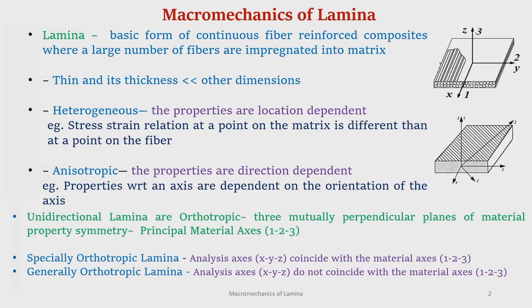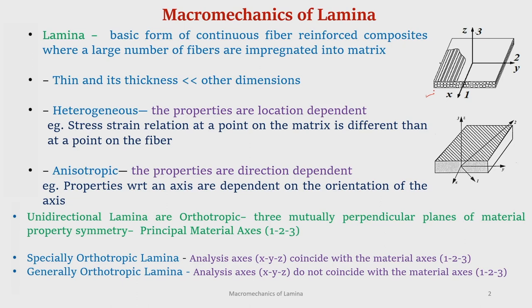Then we will also try to understand what is the influence of fiber angles on the behavior of a lamina, okay. Now before we actually go, let us just quickly revisit some of the important features of a lamina. So lamina, as we know, is the basic form of continuous fiber reinforced laminate composite structures. This is nothing but a large number of fibers which are impregnated into a matrix. You can see in this figure it is a schematic of a lamina, okay.